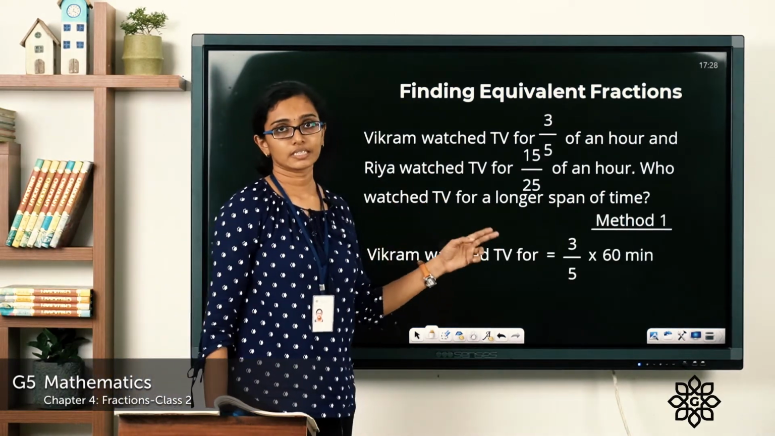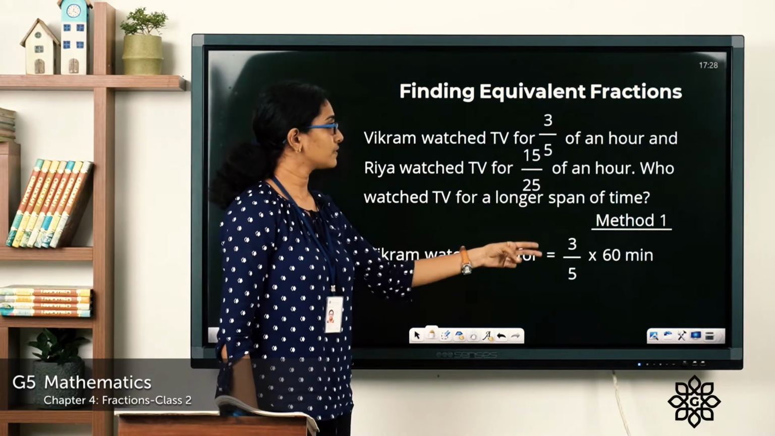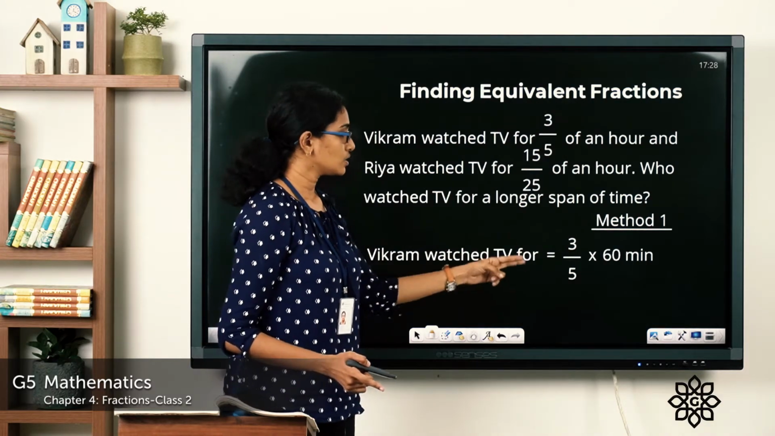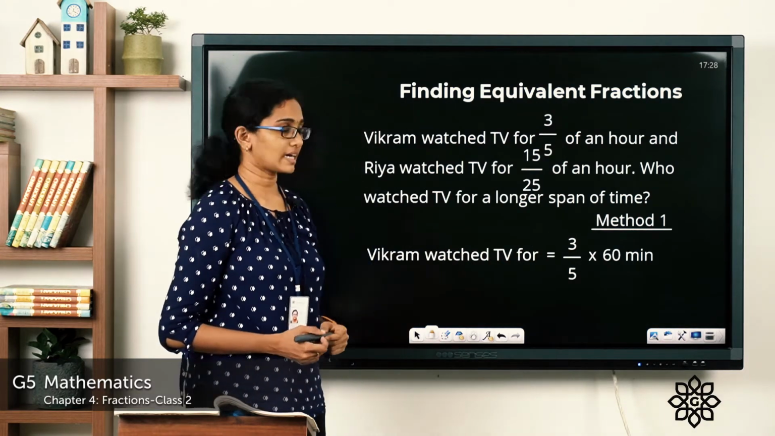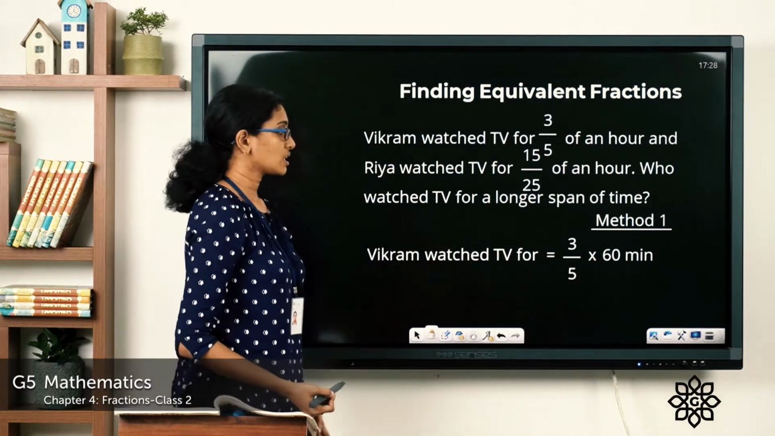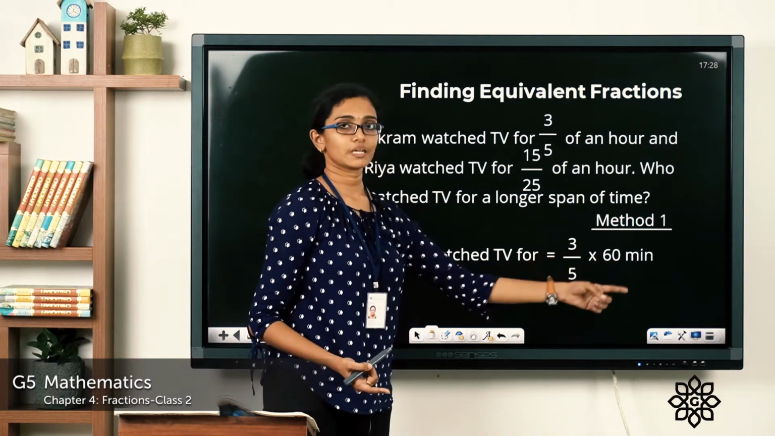It said in the question that Vikram watched TV for 3 by 5 of an hour. An hour, we know, is 60 minutes. So we can just substitute that here. So it is 3 by 5 of 60 minutes, or 3 by 5 of 1 hour, which is equal to 3 by 5 into 60.